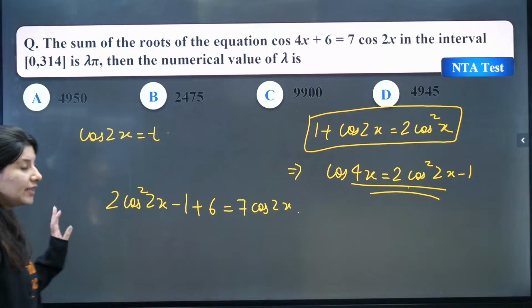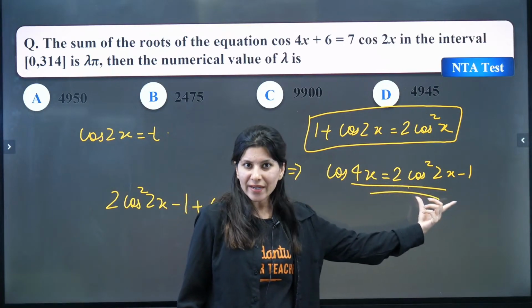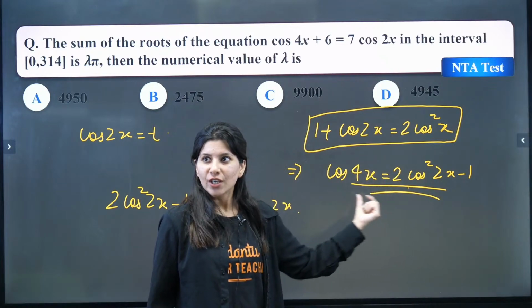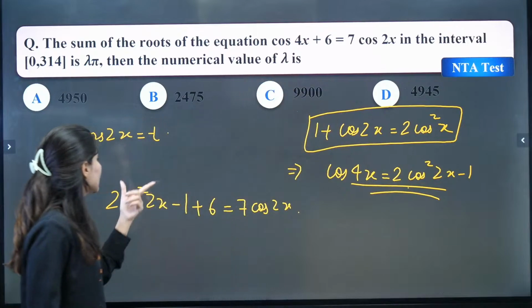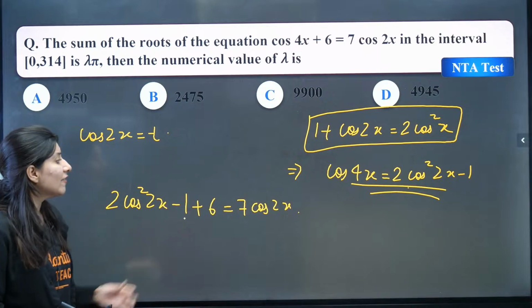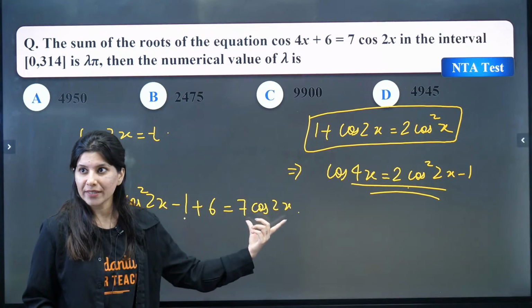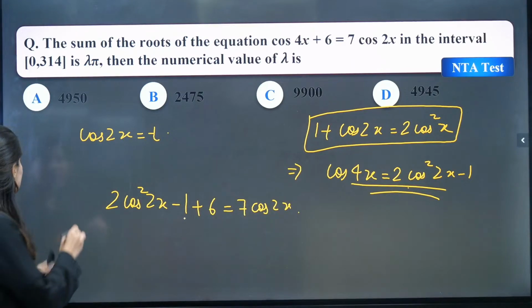Okay. So what did we do? Let me just explain. Cos 4x will be 2 cos square 2x minus 1. You know this conversion, I hope you know this formula. Cos 4x can be replaced by this, so 2 cos square 2x minus 1. This is cos 4x. Then we have plus 6 is equal to 7 cos 2x. I hope that this is clear.